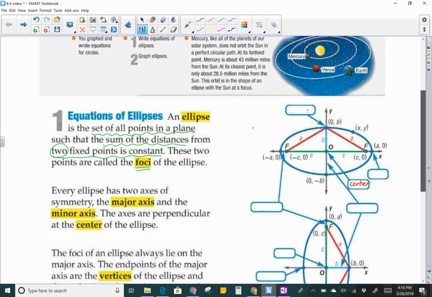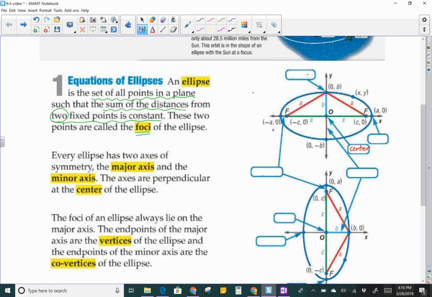An ellipse, y'all, could be horizontal or vertical. It just means which way the longer axis goes, and that longer axis is called the major axis. The endpoints of the major axis are called the vertices. The shorter axis is always referred to as the minor axis. The endpoints of your minor axis are called the co-vertices.